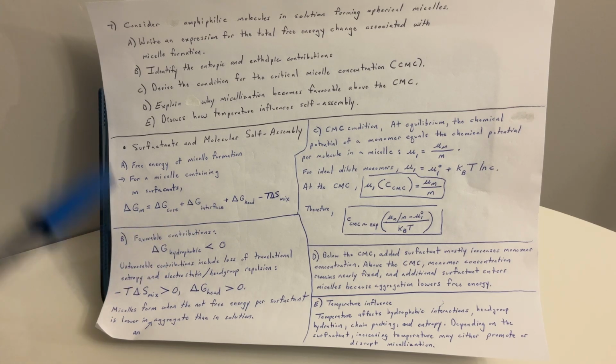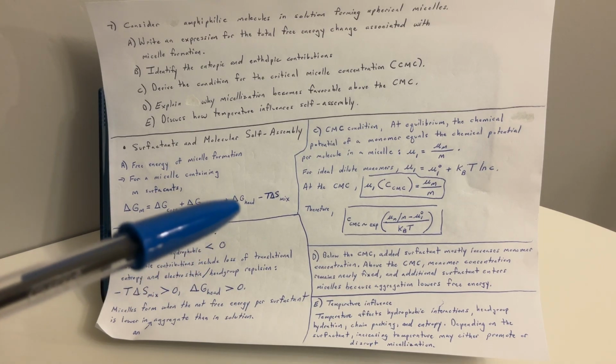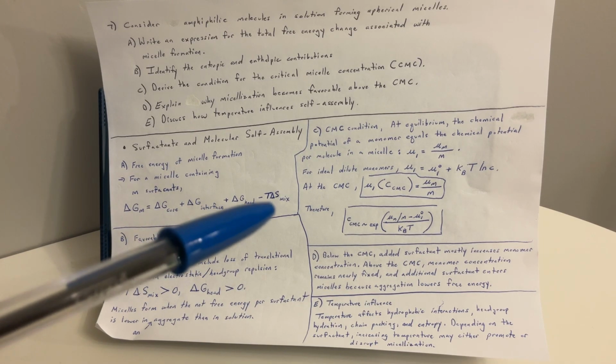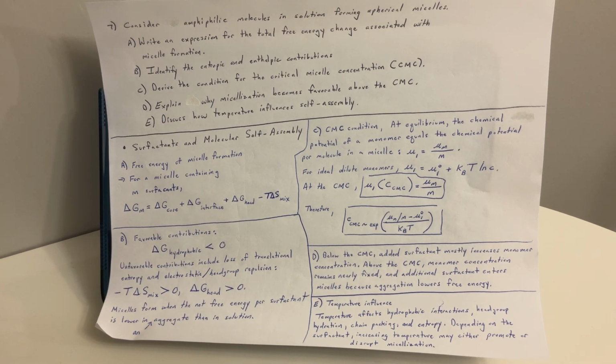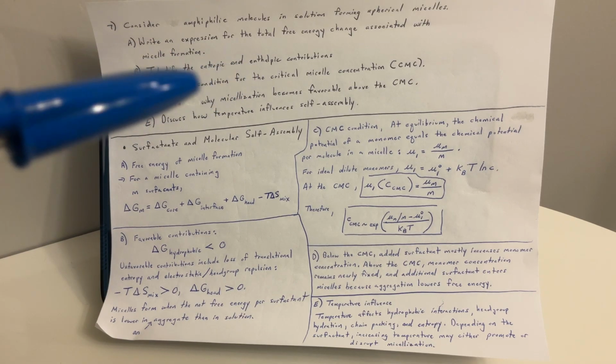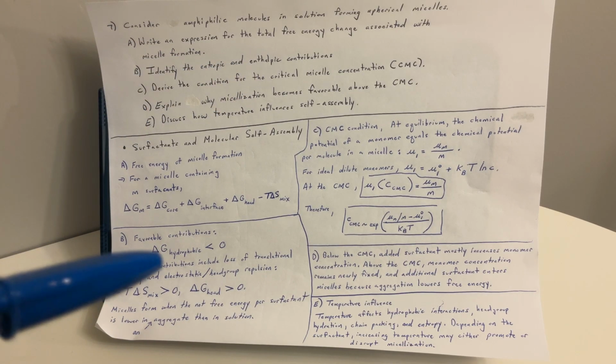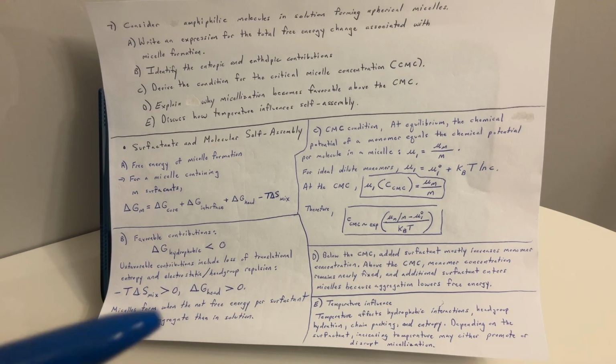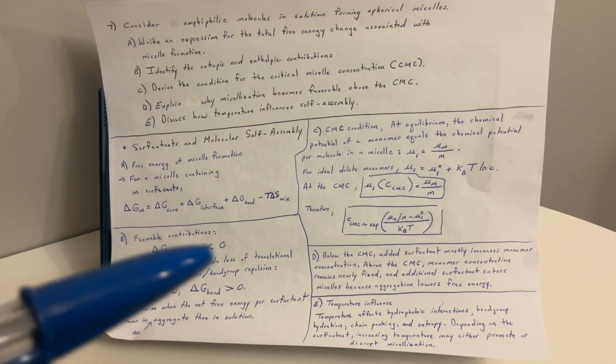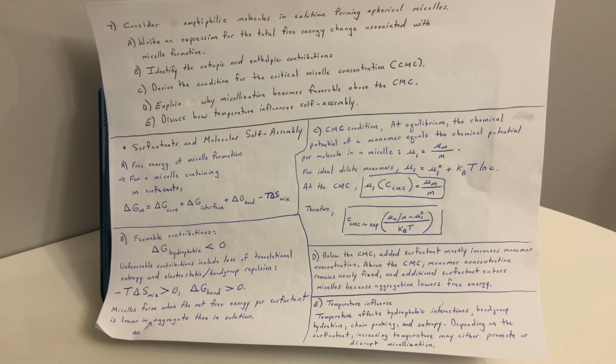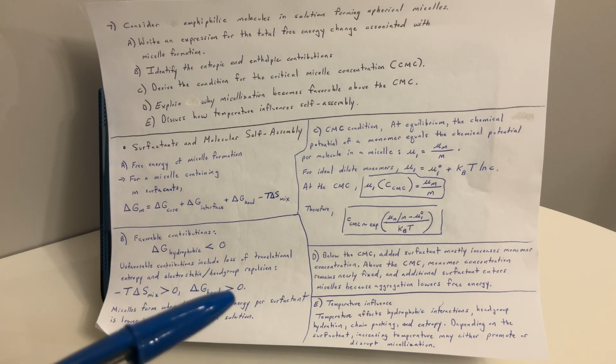Okay, so here's what we're going to get. Delta G sub M equals delta G core plus delta G interface plus delta G head, and then minus T delta S sub mix. Okay. Part B, identify the entropic and enthalpic contributions. For part B, favorable contributions: delta G hydrophobic is less than 0. Unfavorable contributions include loss of translational entropy and electrostatic head group repulsion. Negative T delta S sub mix is greater than 0, and delta G head is greater than 0.